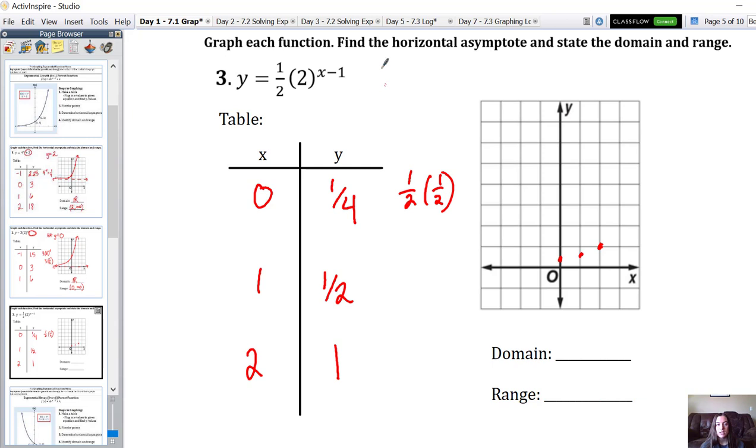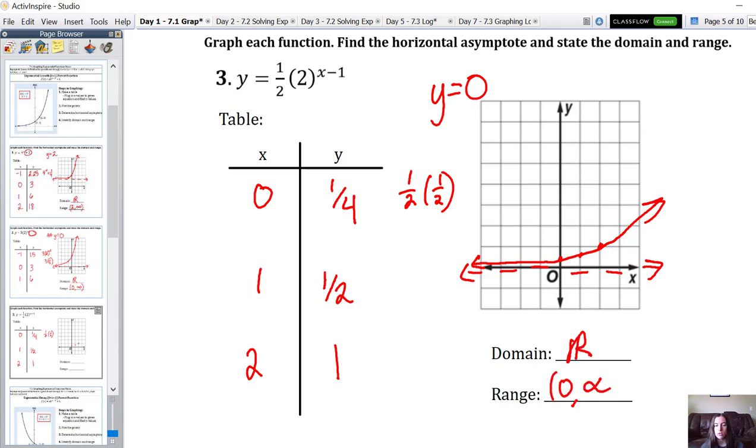We're not adding or subtracting anything at the end, so our horizontal asymptote is at y equals 0. We have to make sure we graph that asymptote. You cannot forget to graph it. Then starting off really close to the asymptote and going through those points. That's a rough sketch of this graph. Domain, all real numbers. Range, 0 to infinity.